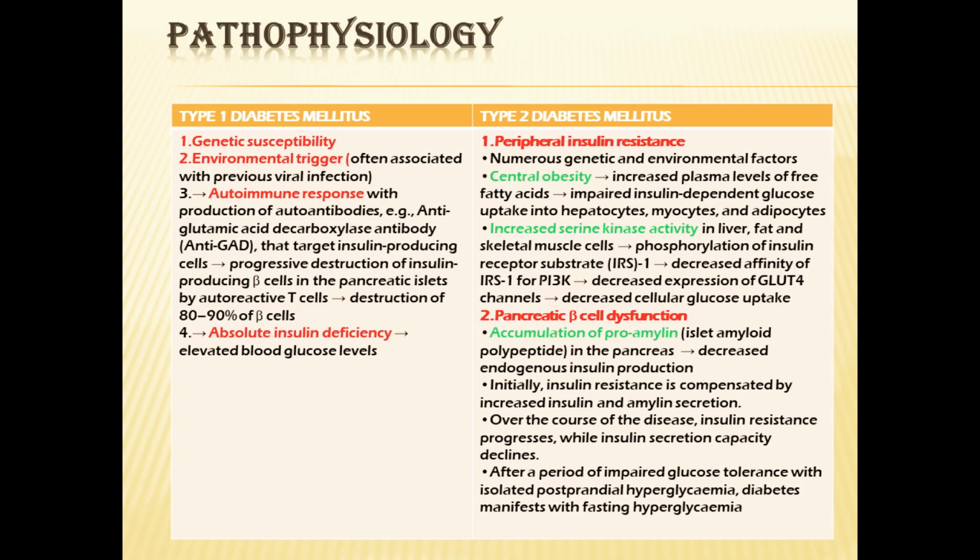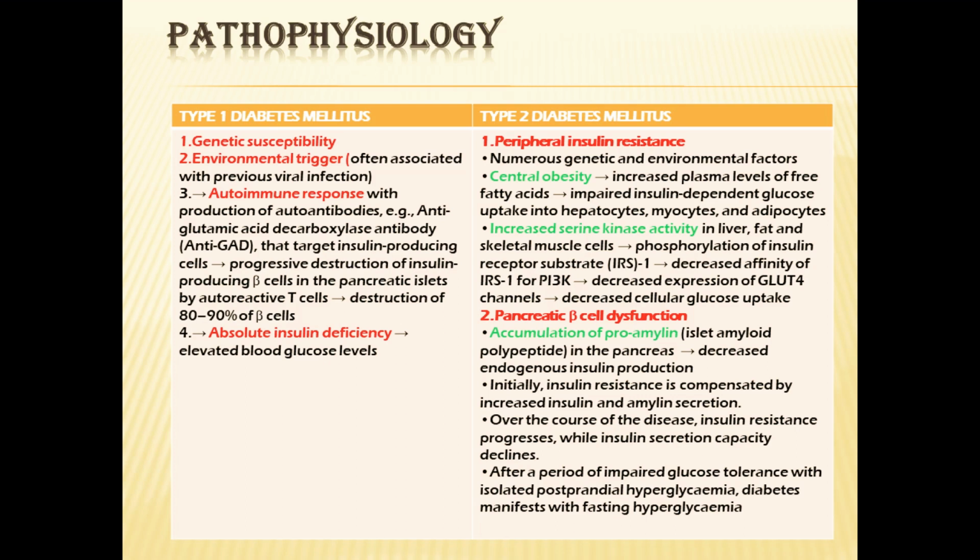The pathophysiology of type 2 diabetes mellitus involves two main mechanisms. The first one is the peripheral insulin resistance. There are numerous genetic and environmental factors. The main one is the central obesity, which causes increased plasma levels of free fatty acid, which causes impaired insulin dependent glucose uptake into the hepatocytes, myocytes, and adipocytes.